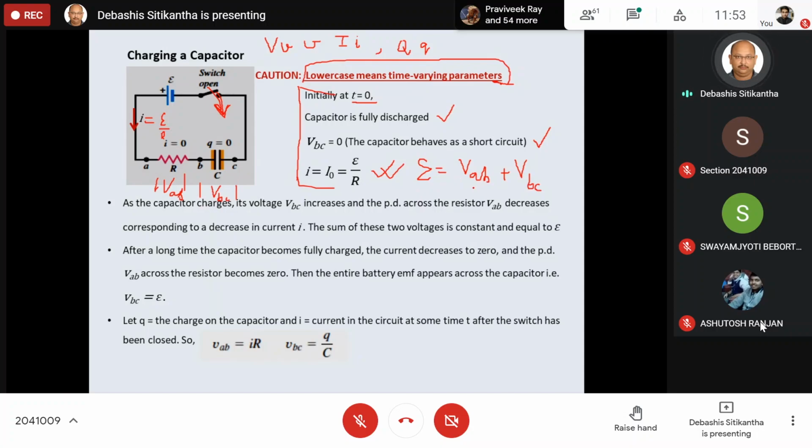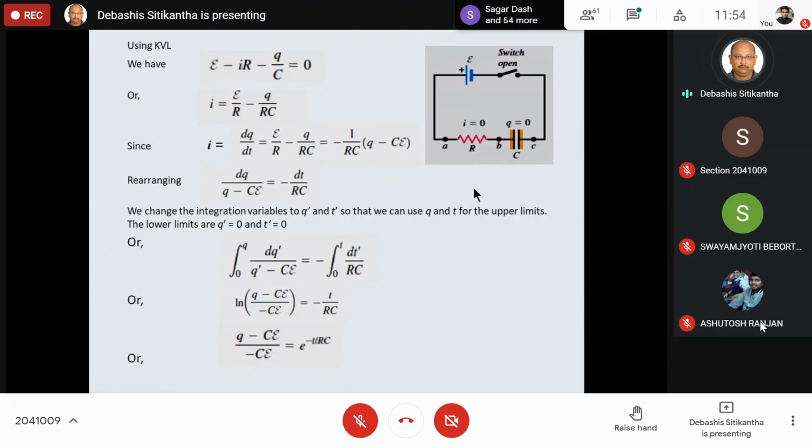Why? Because the capacitor is now fully charged. There is no current in the circuit. Once the capacitor gets fully charged, there is no need of any transportation of charge, so the current is going to be equal to 0. With these conditions, let us mathematically find out the nature of the change in the voltage, current, and the charge. So let us go for this derivation.